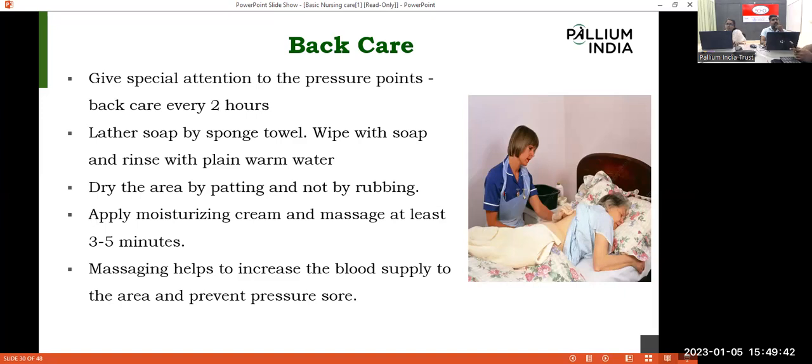Apply moisturizing cream and massage for at least 3 to 5 minutes. The massage after applying the moisturizing cream will help increase the blood supply, and above all it will prevent the chance of pressure sores also.